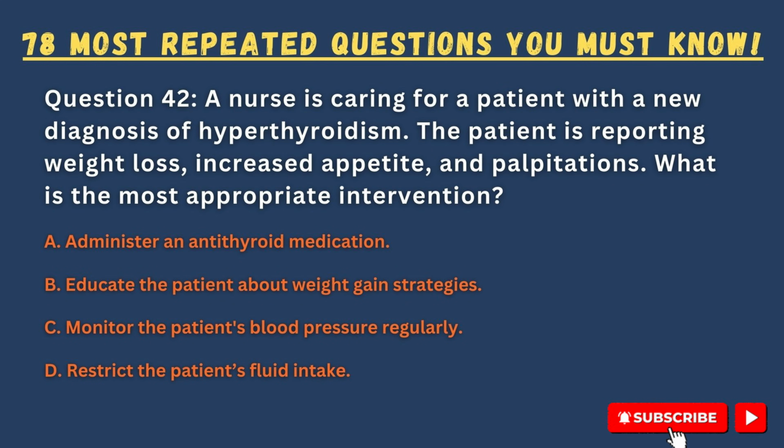Question 42. A nurse is caring for a patient with a new diagnosis of hyperthyroidism. The patient is reporting weight loss, increased appetite, and palpitations. What is the most appropriate intervention? A. Administer an antithyroid medication. B. Educate the patient about weight gain strategies. C. Monitor the patient's blood pressure regularly. D. Restrict the patient's fluid intake.